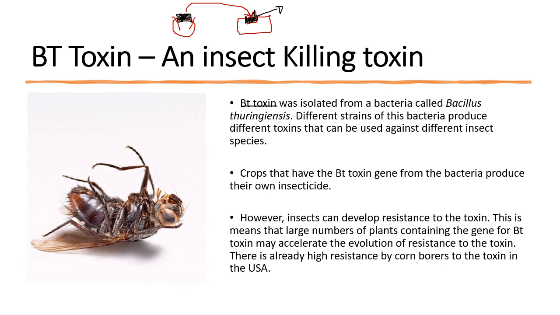And by producing the toxin, it means that when insects that are supposed to be affected by this toxin come close to the plant, they will naturally die. So it's a way of sort of putting an insecticide within the plant itself.